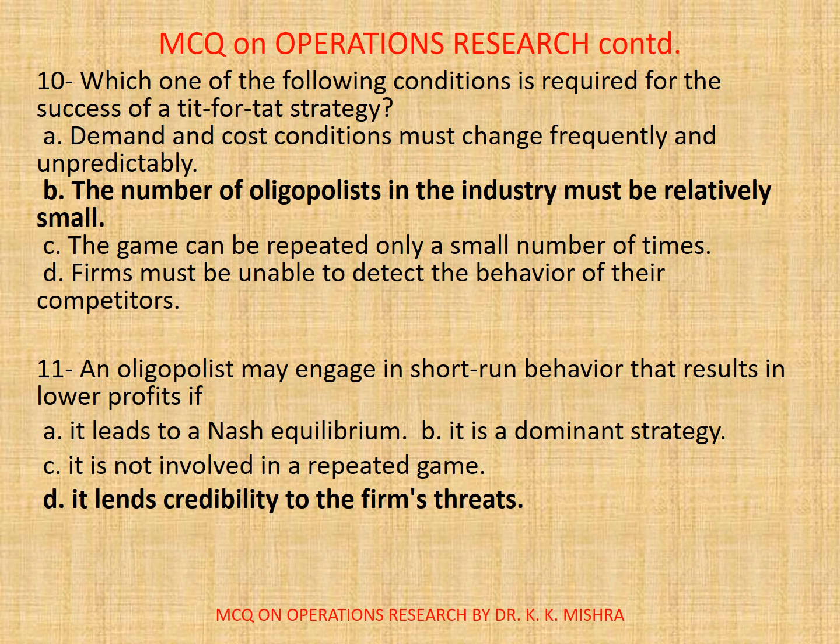10. Which of the following conditions is required for the success of a tit-for-tat strategy? The correct option is B. The number of oligopolists in the industry must be relatively small. 11. An oligopolist may engage in short-run behavior that results in lower profits if, correct option is D, it lends credibility to the firm's threats.